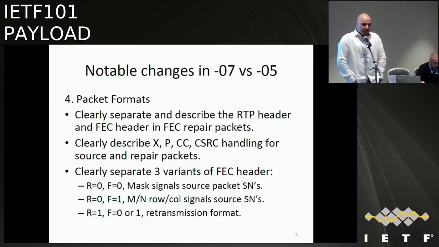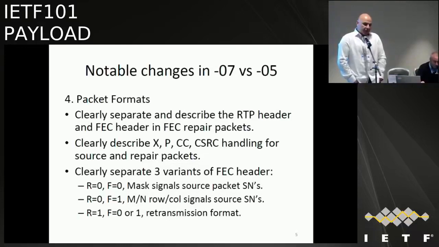The other main area of confusion was in the FEC header. After the RTP header, inside of the FEC header, there are also variants of that FEC header, and it wasn't clear what all those variants were and when they applied and when they don't. So we broke that out clearly into 3 separate sections. For the case where you have the retransmit bit R equals 0 and the flexible bit F equals 0, that means there's a bit mask that signals what the source packet numbers are. So you have the base sequence number plus a bit mask of all the higher sequence numbers that were used to generate this FEC packet.